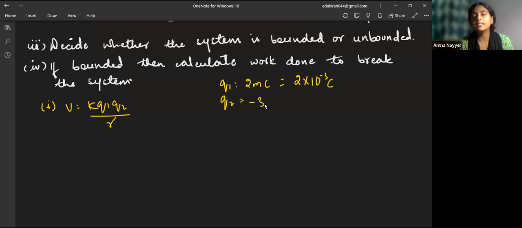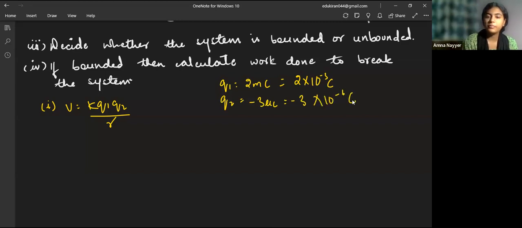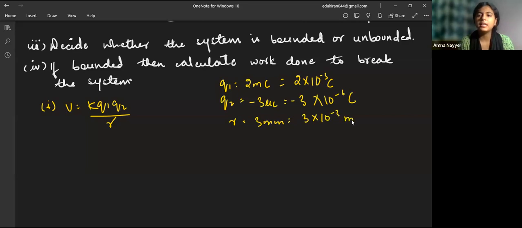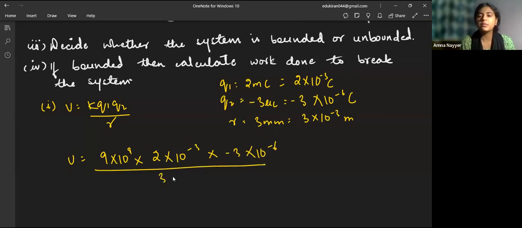Second charge is -3 microcoulomb. So that becomes -3 into 10 to the power -6 coulomb. And separation is 3 millimeters. So that becomes 3 into 10 to the power -3 meters. Fine. So U is equal to K is 9 into 10 to the power 9. Q1 is 2 into 10 to the power -3. And Q2 is -3 into 10 to the power -6. Now separation between them is 3 into 10 to the power -3.